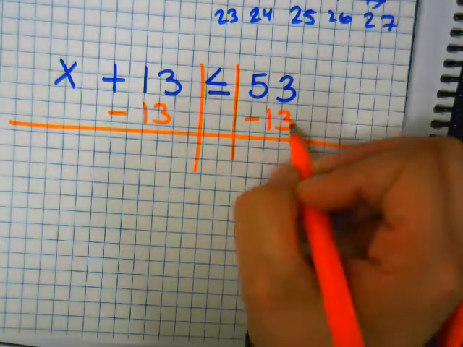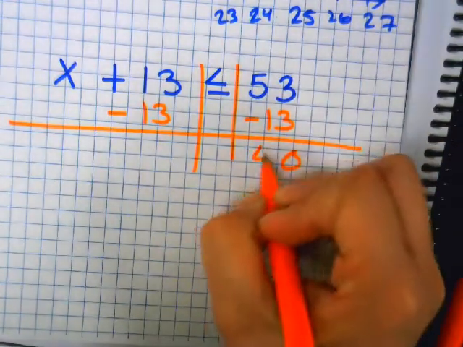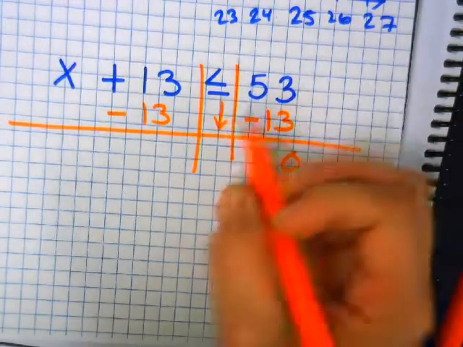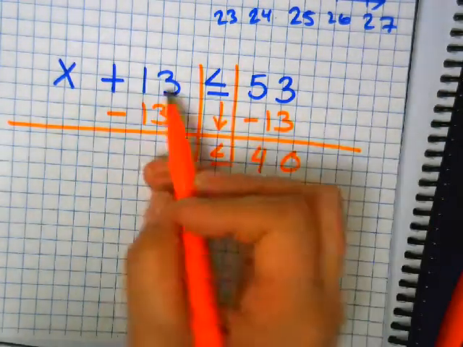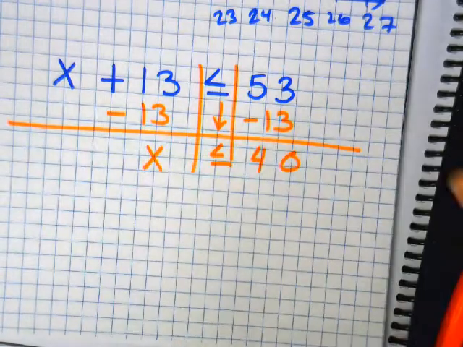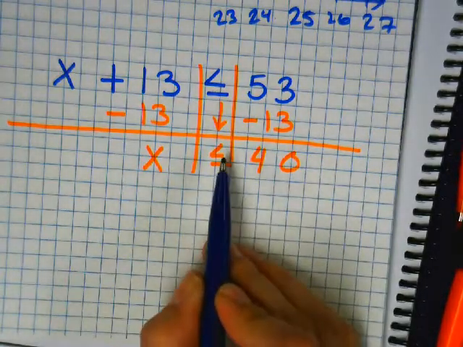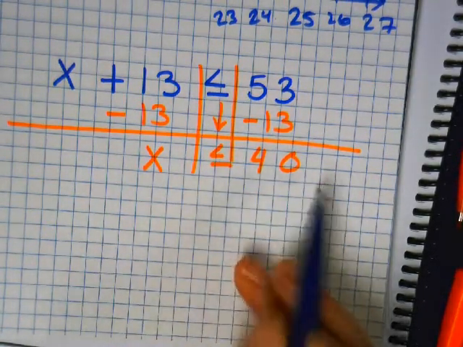3 minus 3 is 0. 5 minus 1 is 4. You bring down your inequality as is. And then over here, all I'm left with is an x. So x is less than or equal to 40.